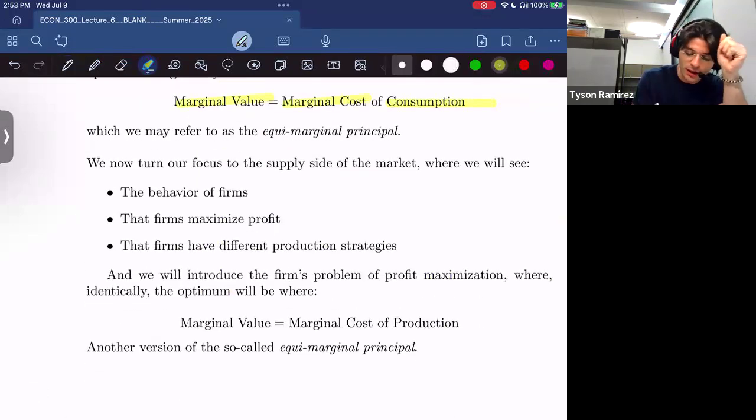Now we're going to work with the supply side of the market. Now we're going to work with firms, the behavior of firms and businesses. And what we will see is that firms maximize profit, which is intuitive. Instead of preferences and budget constraints, firms have production strategies. Specifically, firms will have different production strategies depending on what type of market they're in, what their productive capabilities are, and who they are selling to. These will all affect how a firm chooses to do business. These are some of the things that we want to capture in these economic models.